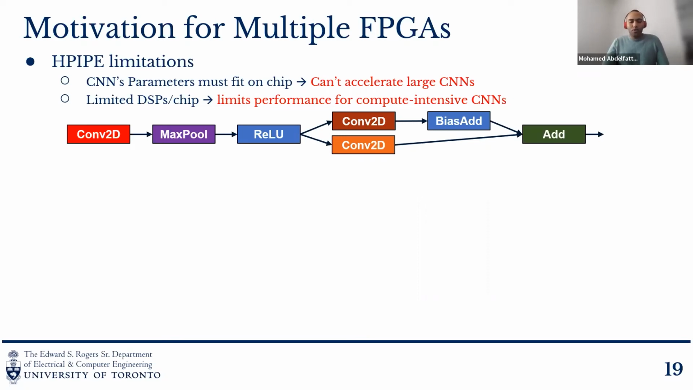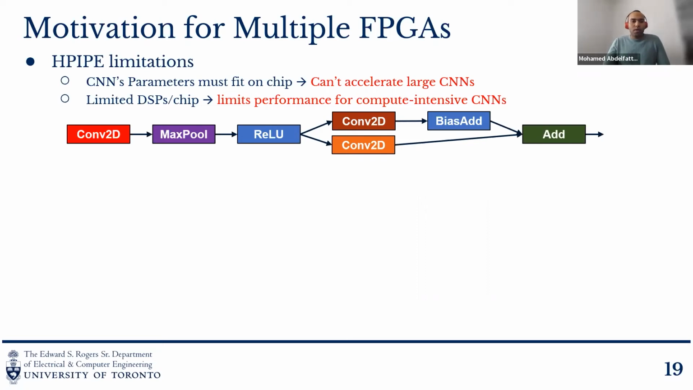a challenge, or sometimes makes it infeasible to accelerate large CNNs such as ResNet 101 or ResNet 152, whose parameters cannot fit on the memory of a single FPGA. And the second thing is that a single FPGA has a limited number of resources, a limited number of DSPs, and this can limit the performance for those compute-intensive CNNs.